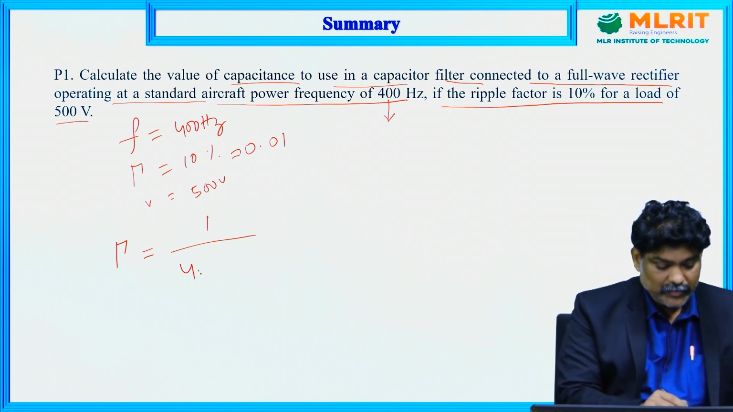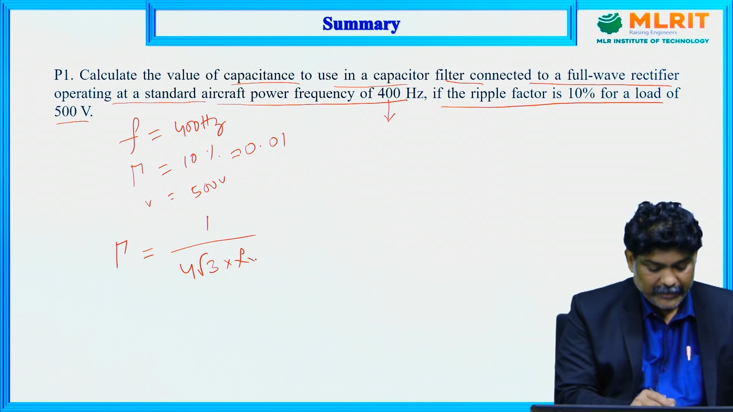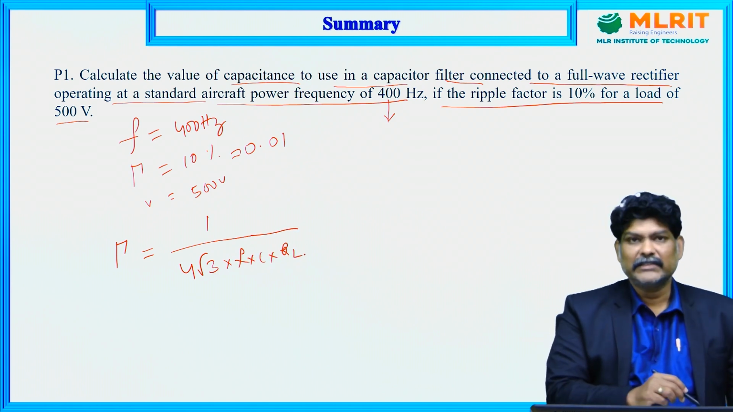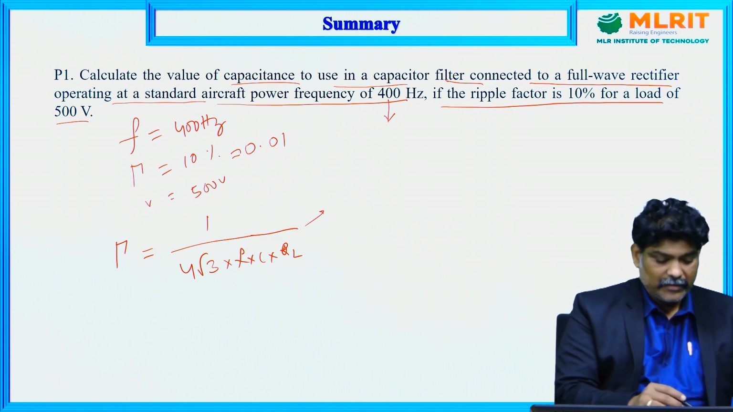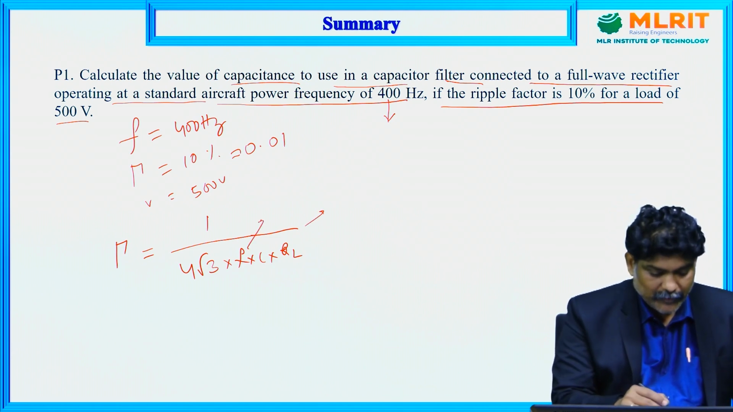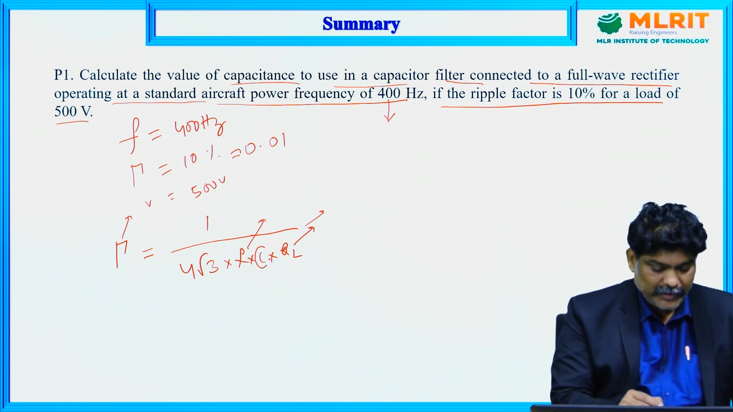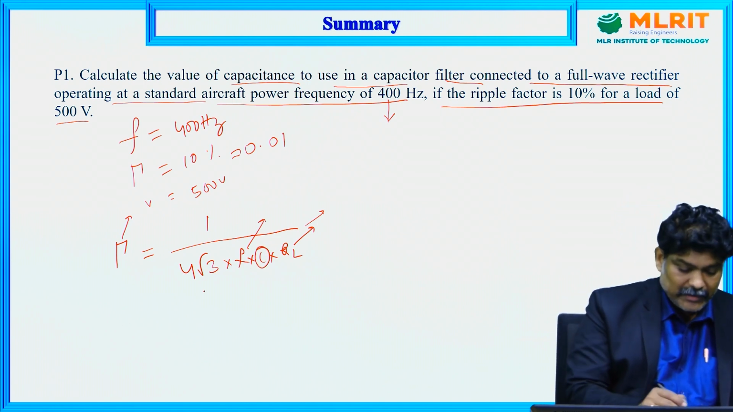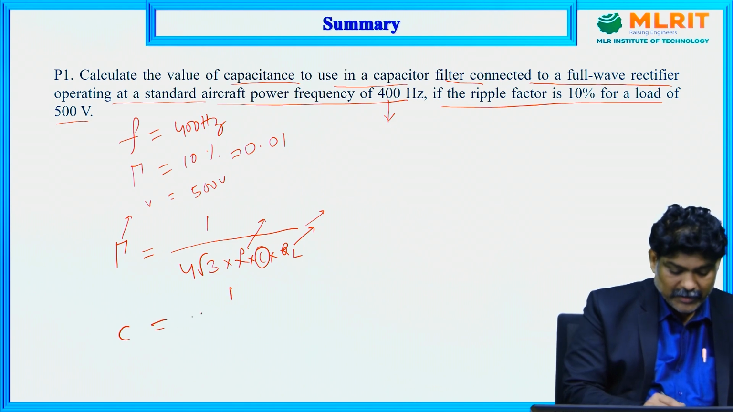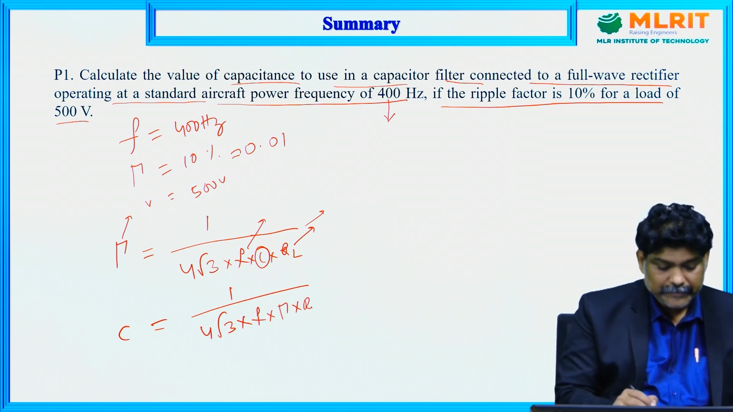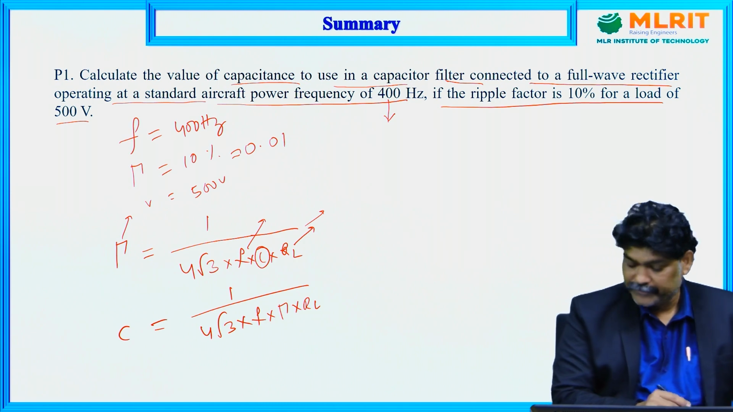The expression is 1 upon 4 root 3 into F into C into RL. This is the expression we just derived. We know the values of F, RL and the ripple factor. The only thing we need to calculate is C. So directly you can keep C on the left side. Then we can write C equal to 1 upon 4 root 3 into F into rho into RL. If you substitute these values, what is C?